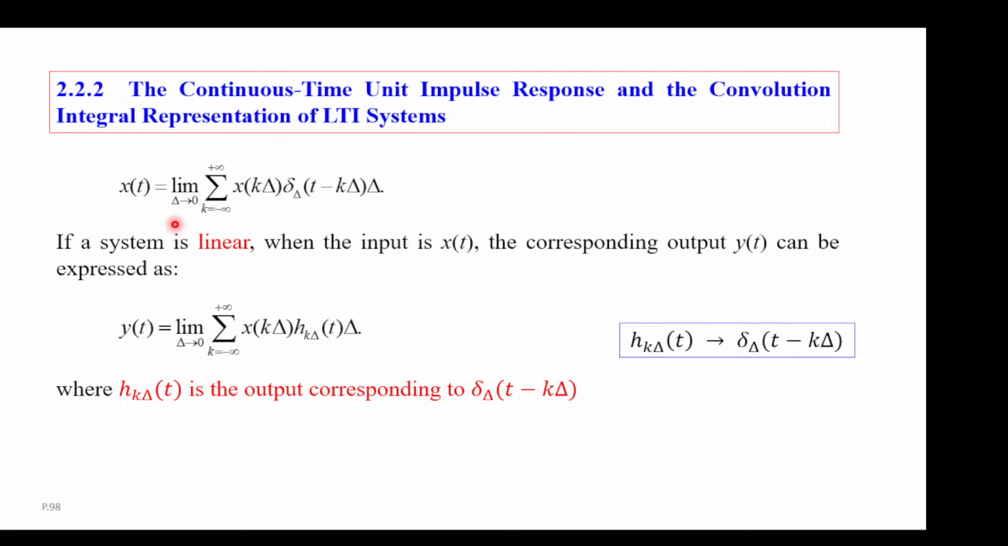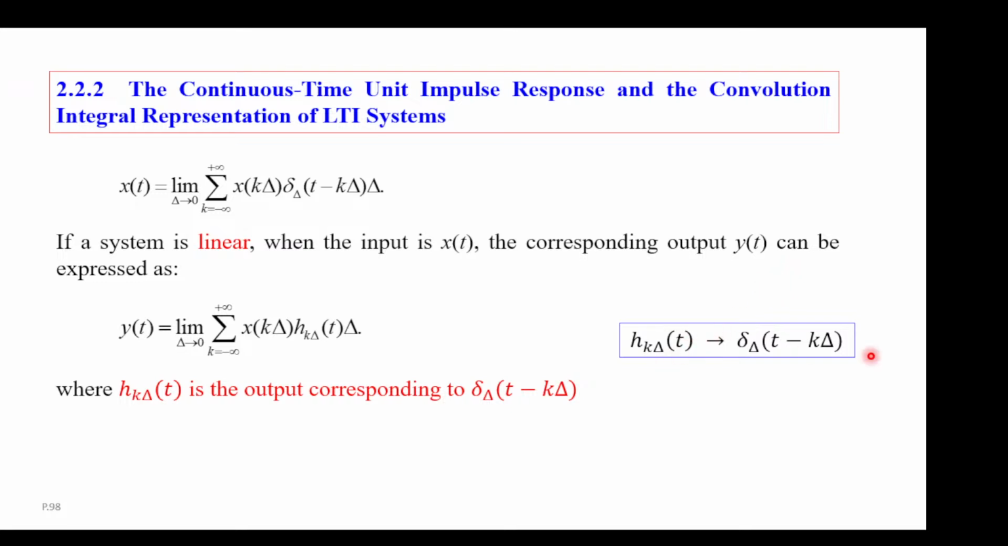Then with this discretized version, we run a similar argument as our discrete time version of LTI system. So first we say the system is linear, and we have a linear combination here. Then our system is linear, so we'll get a corresponding linear combination. So we get the same summation over k, with coefficient x of k delta, and each of those time shifted delta sub triangle.